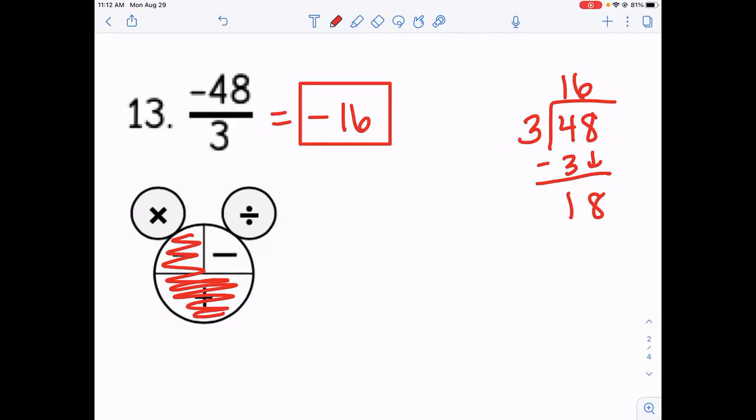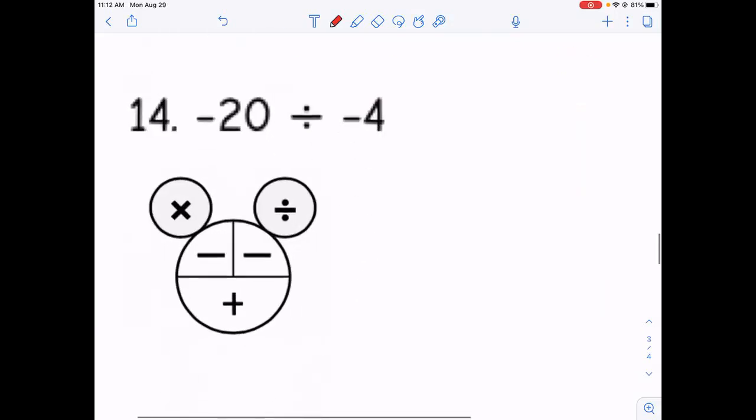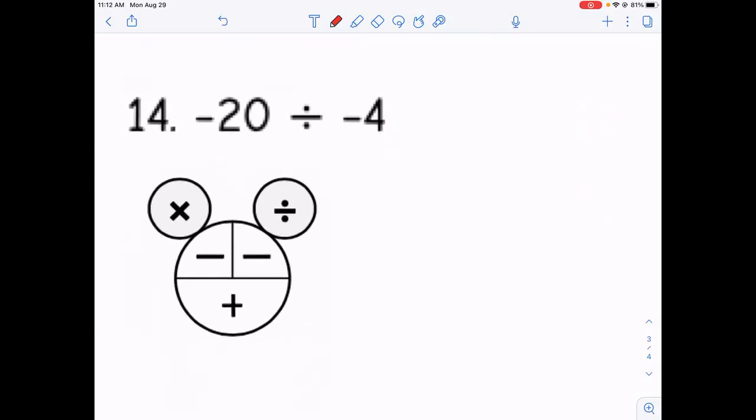Okay. All right. Number 14 is written with a division symbol instead of the fraction bar. That's okay. We're taking negative 20 divided by negative 4. Now, Cordell, gut feeling, what kind of answer are we going to get if we're taking negative 20 divided by negative 4? Positive. Okay, if we color in the two negatives of our Mickey Mouse symbol here, we are going to get a positive answer. Okay. And Ryan, what is 20 divided by 4? 5.